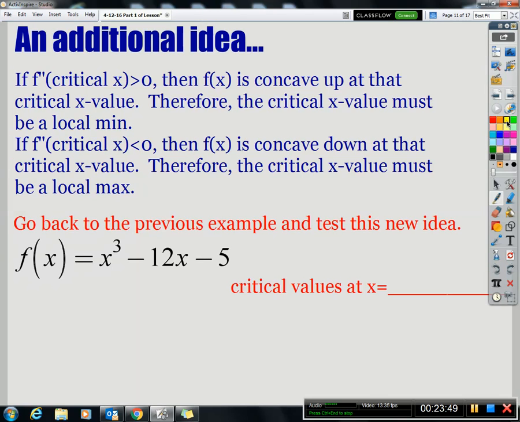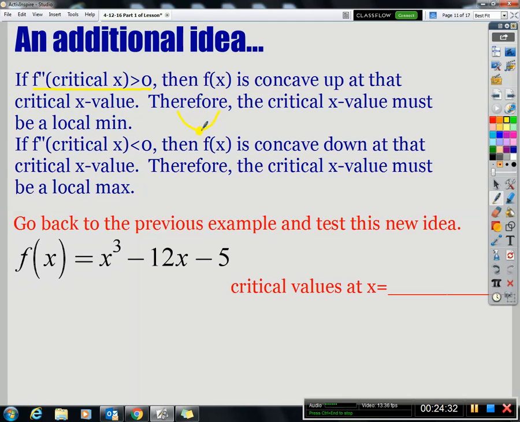So notice that if you plug in a critical x value, and that's from setting f prime of x equal to 0 or figuring out where f prime of x does not exist, and you plug it into the second derivative and it's positive, then what you know is that the graph must be concave up at that particular x value. So if the critical value is either a max or a min, and the graph is concave up, then the point must be a min.